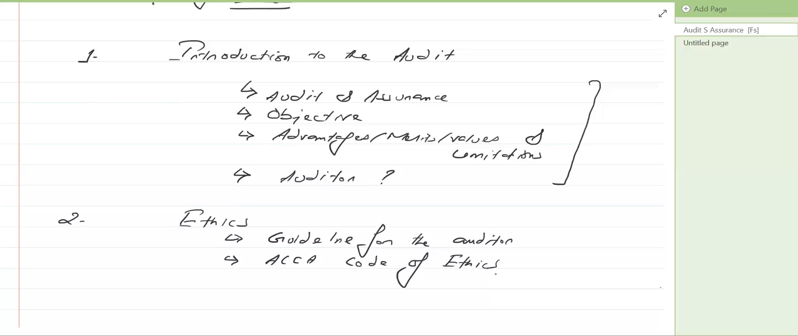And regarding the fee matters, regarding the non-assurance services, regarding the familiarity matters. What if you are doing the audit of a client and the finance director is, for example, your wife or spouse, or for example, your brother? All those situations will be discussed in the ACCA Code of Ethics. So the ACCA will be describing you those situations.